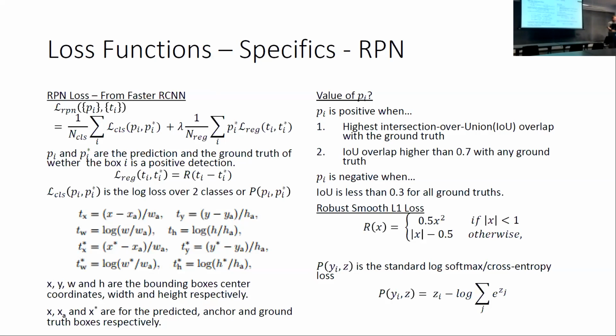So the RPN loss is 1 over the number of classified points times the loss function, which in that case is all of these individual points here put through the ground truth and the predicted loss through the smooth L1 loss here. So each of those has its own loss associated with it. And then plus a lambda hyperparameter divided by the number of regularizations, and the ground truth P1 times the regularization loss. The regularization loss is over here.